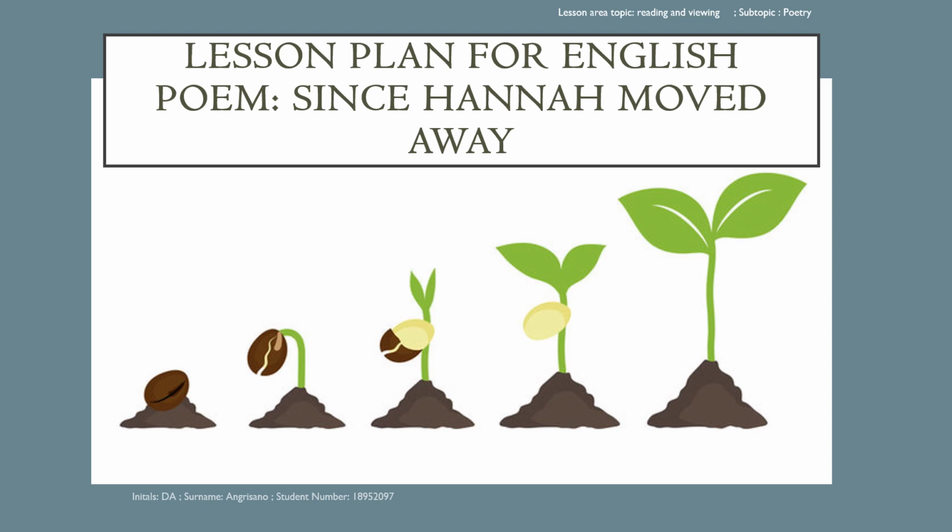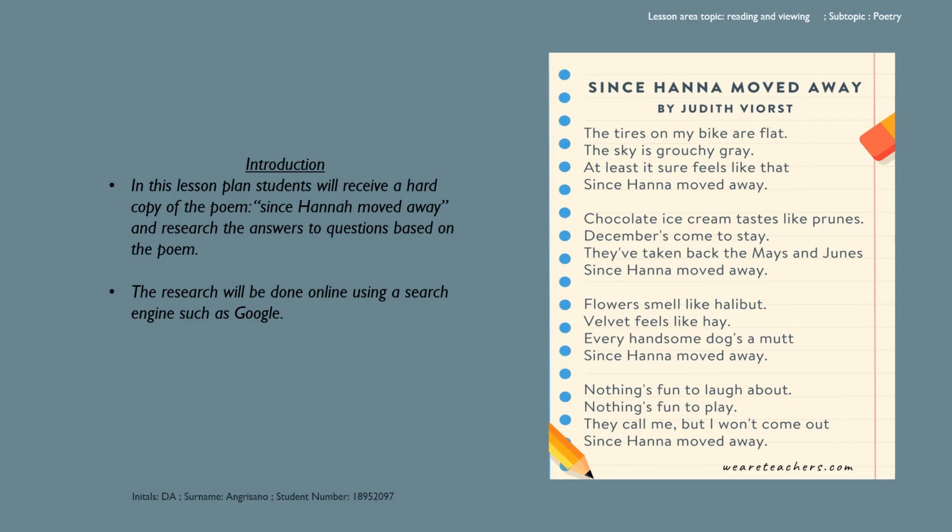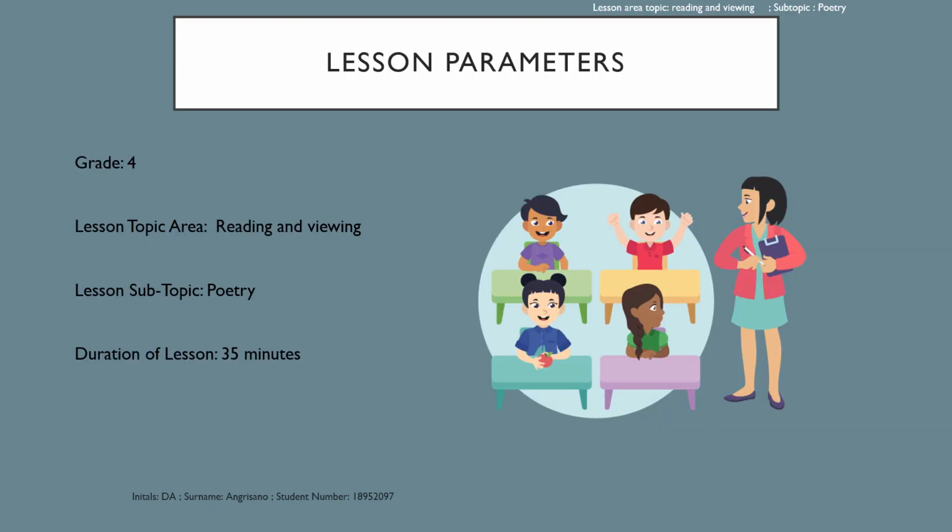Lesson plan for English poems: Since Hannah Moved Away. In this lesson plan, students will receive a hard copy of the poem Since Hannah Moved Away and research the answers to questions based on the poem. The research will be done online using a search engine such as Google. This lesson plan is for grade 4 learners.